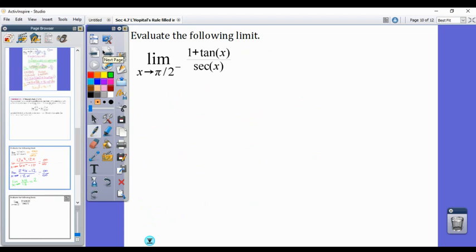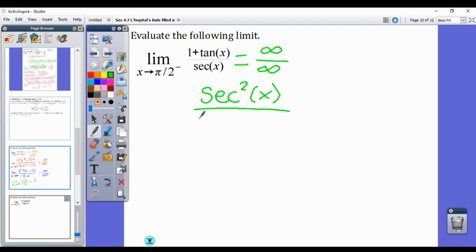Okay, so for this one, what I did was I checked this one in Desmos, and I changed my settings to be in radians. And I noticed that we were going to infinity over infinity. Okay, so then what I did was I took the derivative. So remember, the derivative of tangent is secant squared. And then I got the derivative of secant, which is secant x tan x.